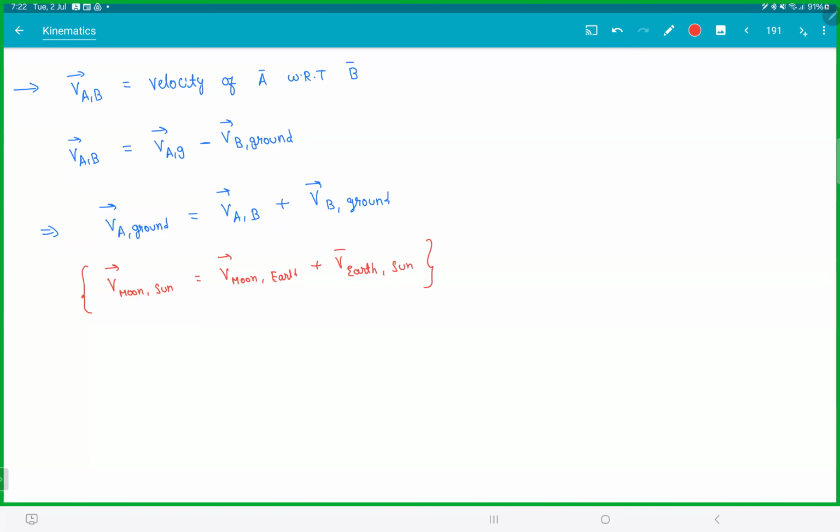Getting it? So you just split the motion into two parts. Same way, you can do the same thing for acceleration also. So acceleration of A with respect to B. Someone writes it like this, a subscript A comma B. You're simply saying this is acceleration with respect to B.